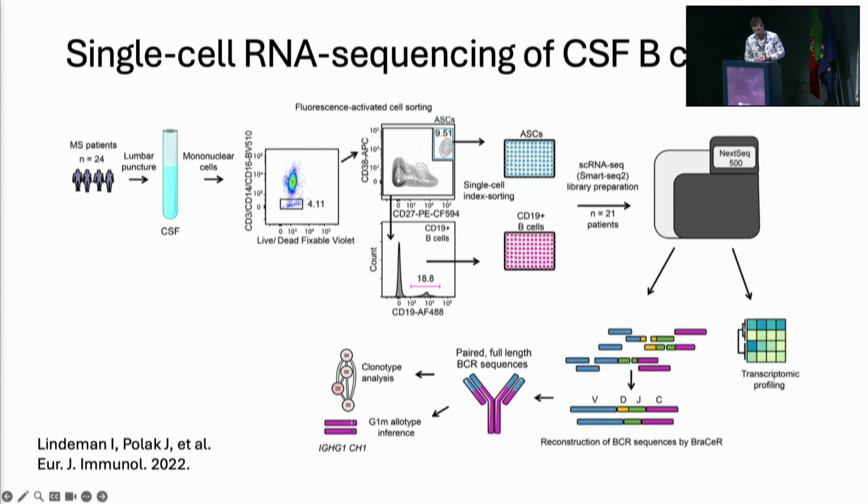And by this advantage, we could do transcriptomic profiling, and we could also put these molecules, the immunoglobulin molecules, back together to reconstruct the complete B cell receptor with a paired heavy and light chain. Now, this is the work of Ida Lindeman and Justina Olak. And Ida Lindeman was instrumental in analyzing these data, and she had been at the Sanger Institute, and she had written a pipeline with Mike Stubbington, which is known as BraCeR, which enabled us to put these things back together.